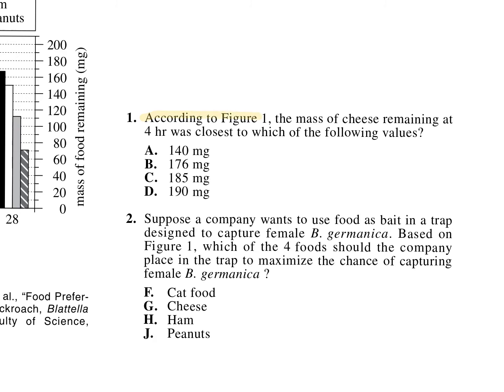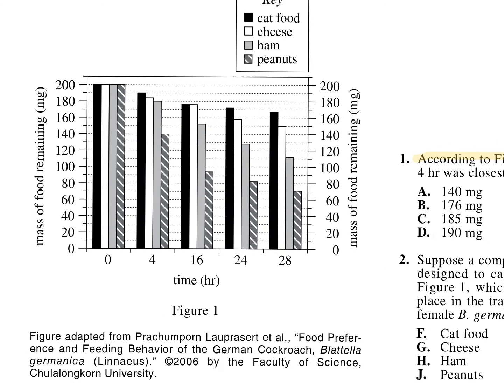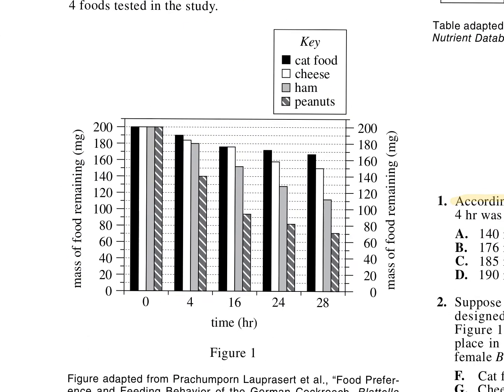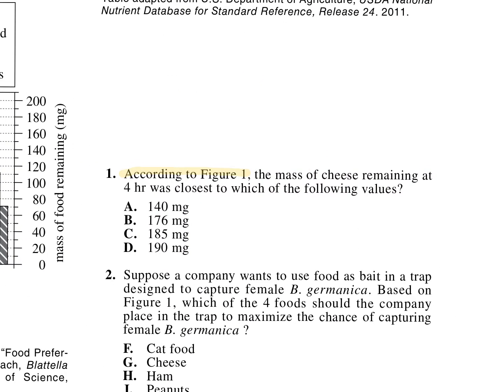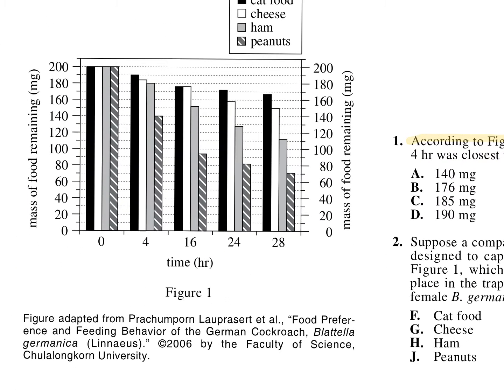According to figure 1. That means this is a what? A look it up question. It tells you exactly where to go. Okay, we looked at this one yesterday. You go over there. Again, it was hard on your test because of the key or whatever, but you can look. You know, cheese is the open one. It told you. So you come over here at 4 hours on cheese, and then go across here, and you're just above 180. Okay? So that's a look it up.